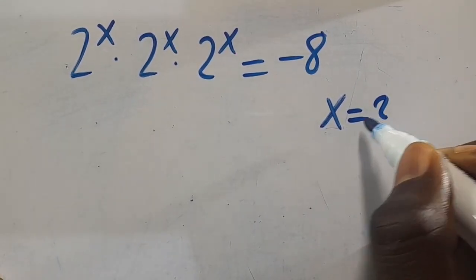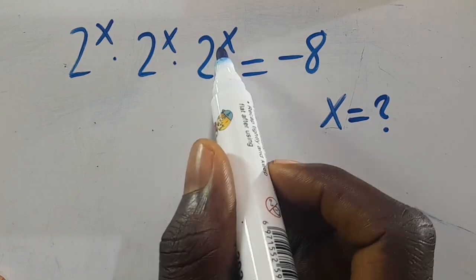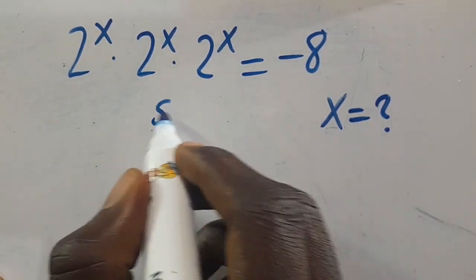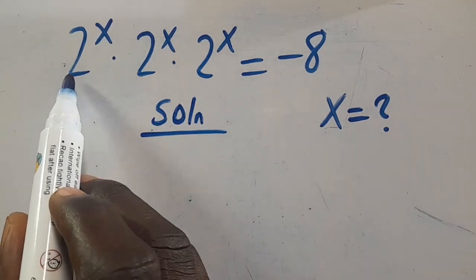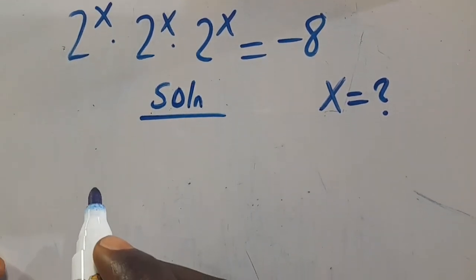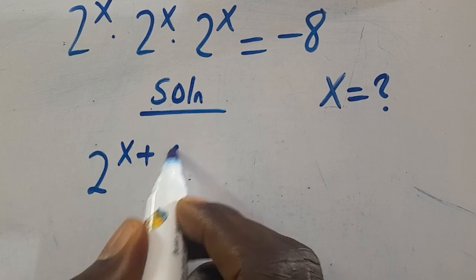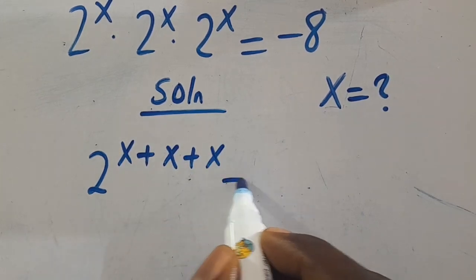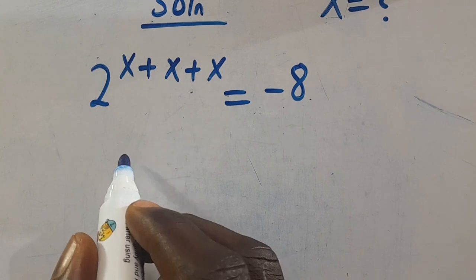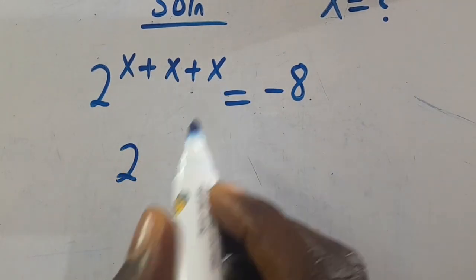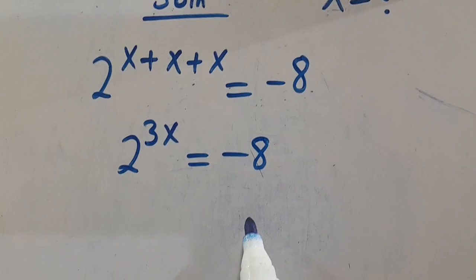Hi, what is the value of x given that you have 2 to the power of x multiplied by 2 to the power of x multiplied by 2 to the power of x equals minus 8? So from here we have 2 as the base, so we can pick one. We have it to be 2 to the power of x plus x plus x equals minus 8. So from here we have 2 to the power of x plus x plus x. We have it to be 3x equals minus 8.